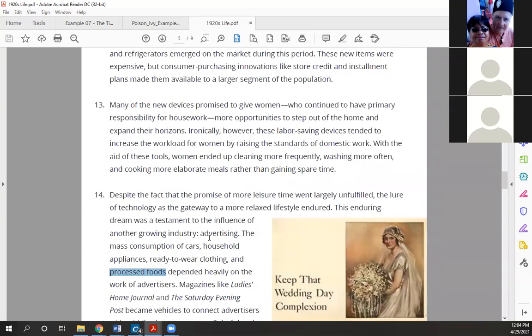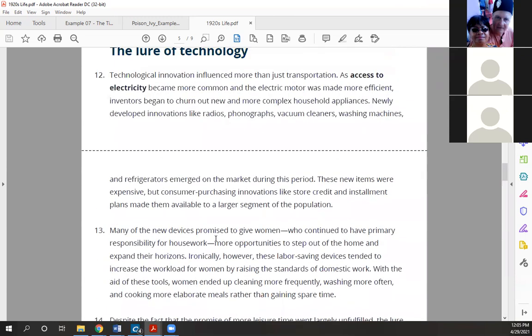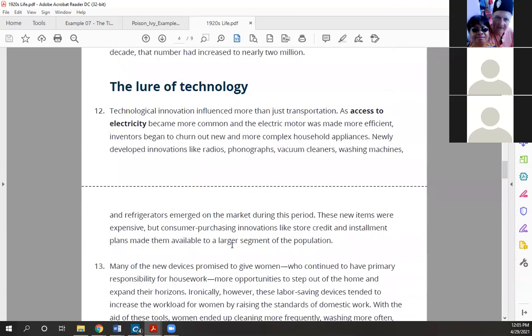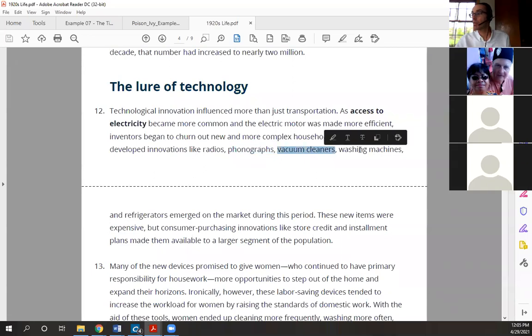So we see some interesting very modern things. Car, obviously very modern. Plane travel, very modern. A lot of these appliances that we think of every day. Radios, phonographs. Now, I'm not listening to a phonograph, but I do all the time listen to recorded music, right? Vacuum cleaners, washing machines, refrigerators. A lot of very modern things.